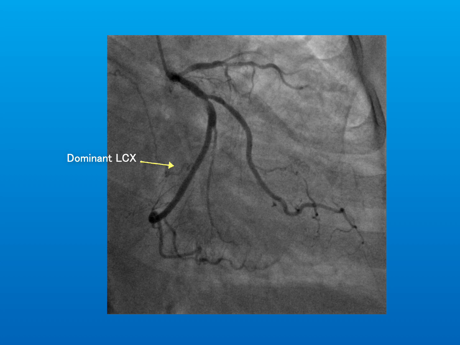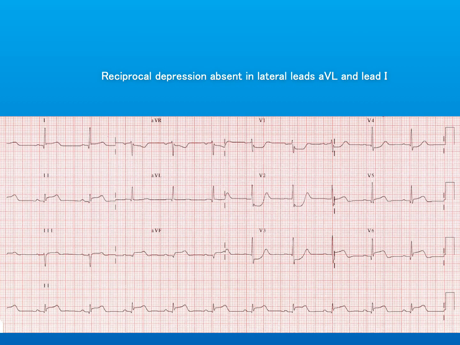With the occlusion of the LCX, the left circumflex, which would usually give lateral ST elevation, we can sometimes see inferior ST elevation when we have a left dominant system. Looking at the inferior leads, we'll see that the ST elevation is greater in lead 2 than leads 3 and AVF. And the reciprocal changes that we saw when we had the occlusion of the RCA will be absent.